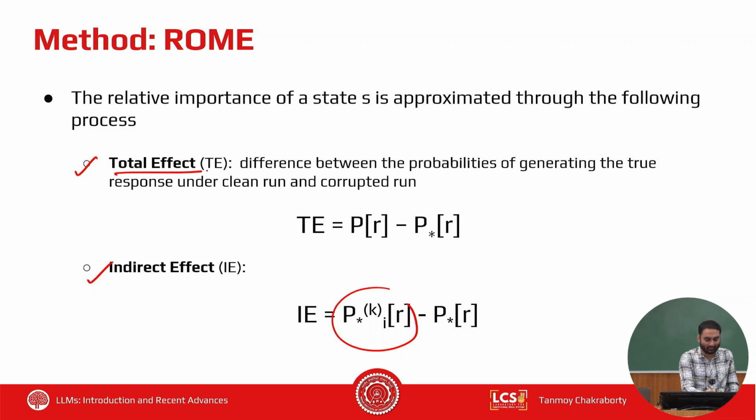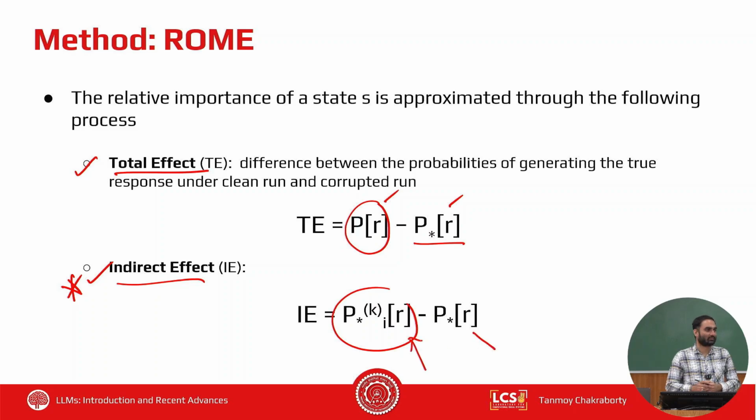And they measured two things. The first one is called total effect. Total effect is the probability of the clean run and the probability of the corrupted run. So probability of returning Seattle for the clean versus for the corrupted. And the other one is the indirect effect. We are mostly interested in indirect effect. What is indirect effect? Indirect effect is the difference between the corrupted one and the corrupted with restoration one.